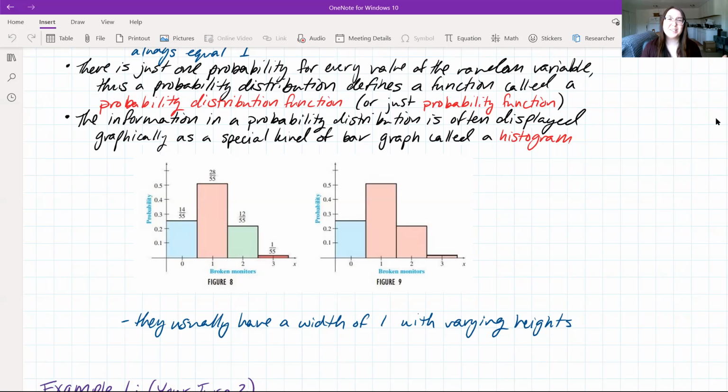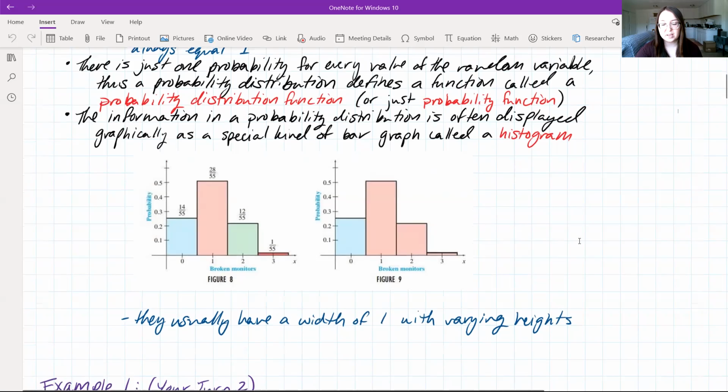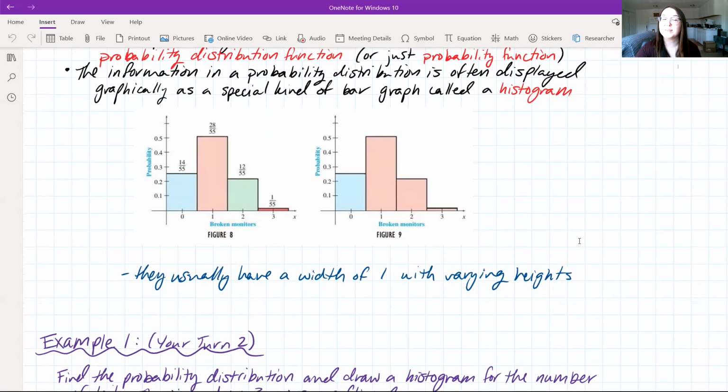If you notice, the middle of the bar is usually where we label our values. That's why you see here we have this 0 and it's right in the middle of each bar. And that's just because it's just one value. It's not a range, so we wouldn't put them in between. And they usually have a width of 1, so they almost always have a width of 1, but it really just depends on whatever your assigned values are going to be. And then they'll have varying heights, of course, because they all have different probabilities.